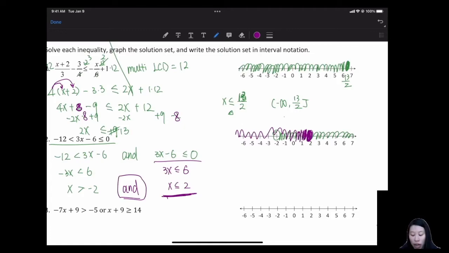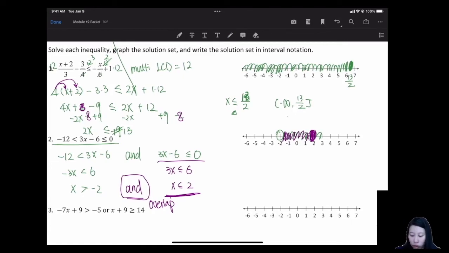Okay, since it's AND, what does that mean? AND means you need to find the overlapping part. So now let's take a look at which part they're overlapping. Definitely here, right? From negative 2 to 2. This part they're overlapping. So the solution should be the overlapping part. You need to erase the part that's not overlapping. So I have, look at the graph so you can write it, a parenthesis, negative 2, 2, bracket, because 2 is included and negative 2 is not included.